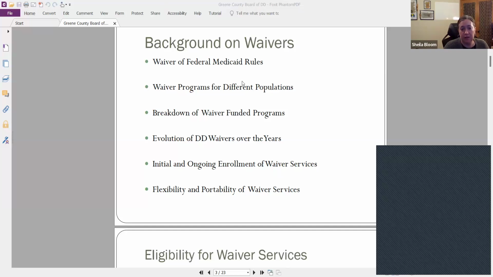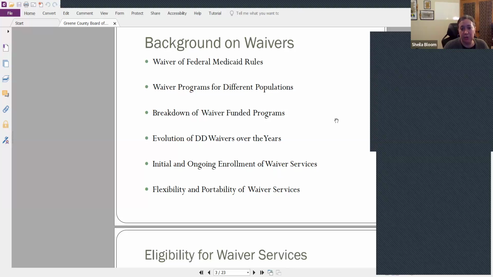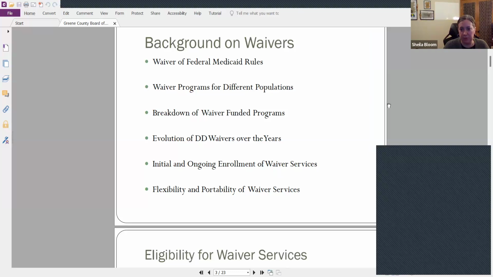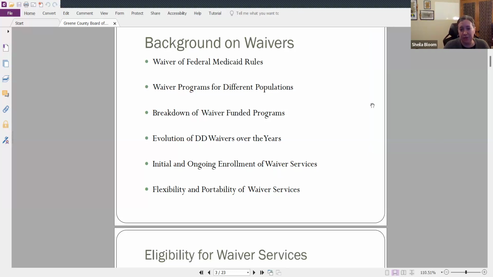A really cool thing about waivers is that you can take a waiver anywhere within the state of Ohio. So if you live in Greene County and you move to Cuyahoga County, that waiver can go with you. So it's a nice option to have flexibility within the state of Ohio. However, if you leave the state of Ohio, that waiver unfortunately will have to be disenrolled. If you want to go to the next slide.